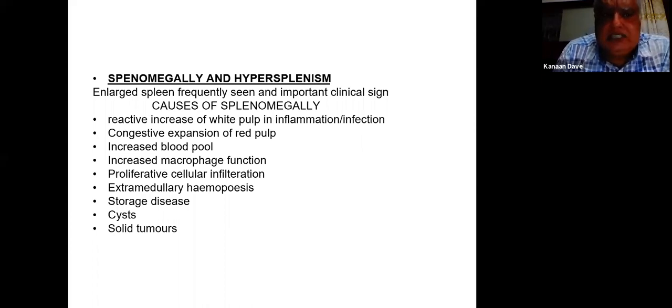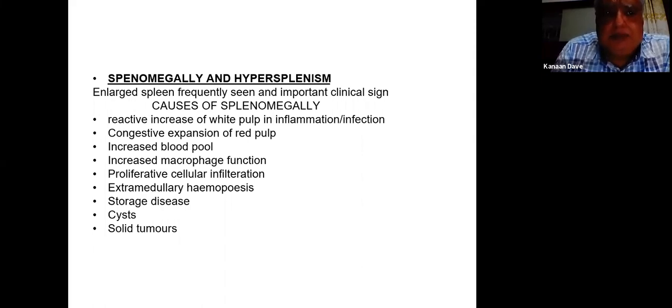Then we have congestive expansion of red pulp because of increased blood flow. The splenic pressures may increase due to a number of reasons, and that causes expansion of the red pulp.